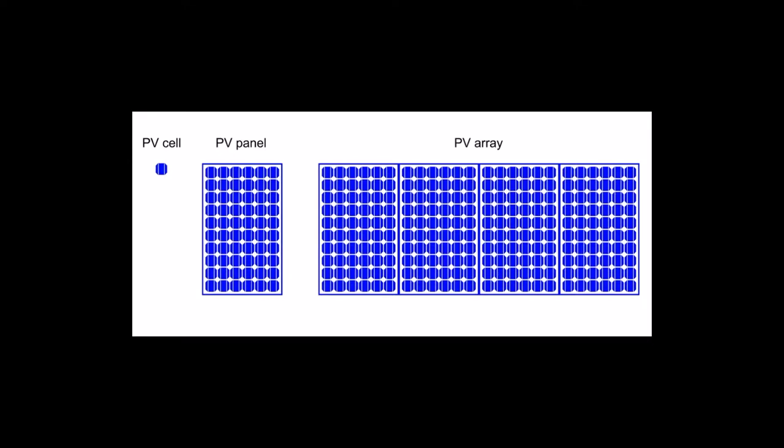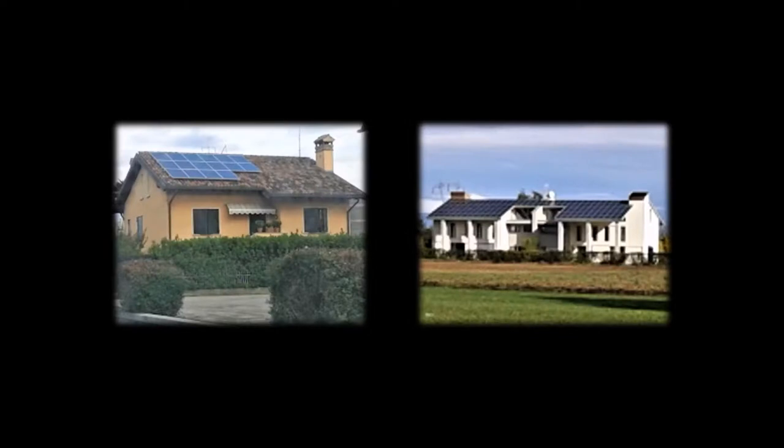Photovoltaic materials can be found in modules commonly called solar panels. These are composed of many solar cells and form photovoltaic arrays. Where can you find photovoltaic arrays? For instance, on the roof of houses. Solar panels can be simply attached onto the roof, or they can be fully integrated into it.